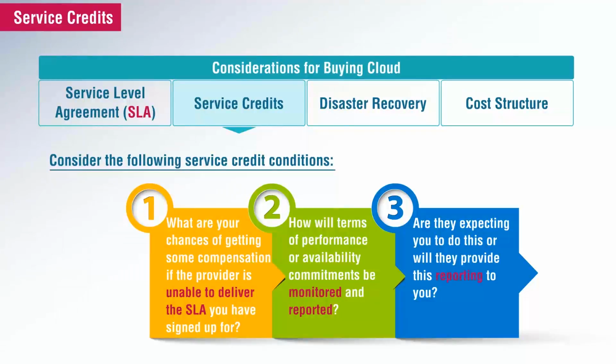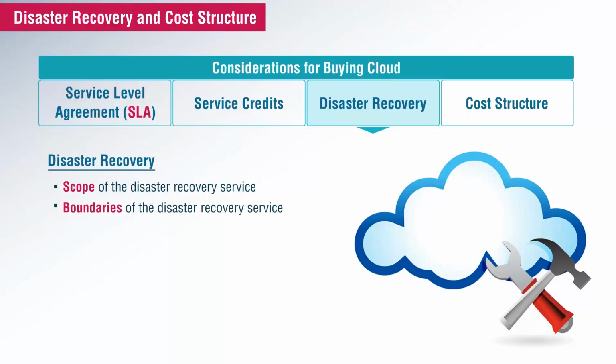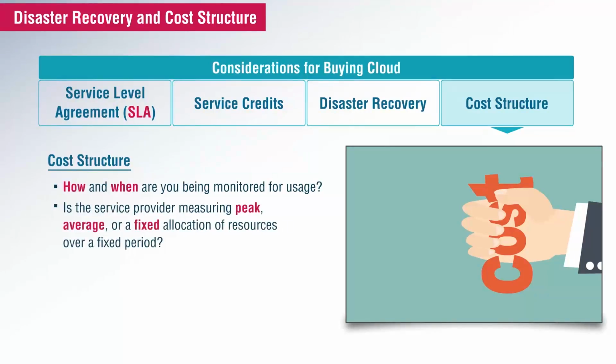Once the service credit conditions are defined, let's explore how to plan for disaster recovery and manage the cost structure of a cloud service. You should understand the scope of the disaster recovery services being offered, or not, by your chosen provider. Also know the boundaries of the service. You should understand how and when you are being monitored for usage, and whether the service provider is measuring peak, average, or a fixed allocation of resources over a fixed period.